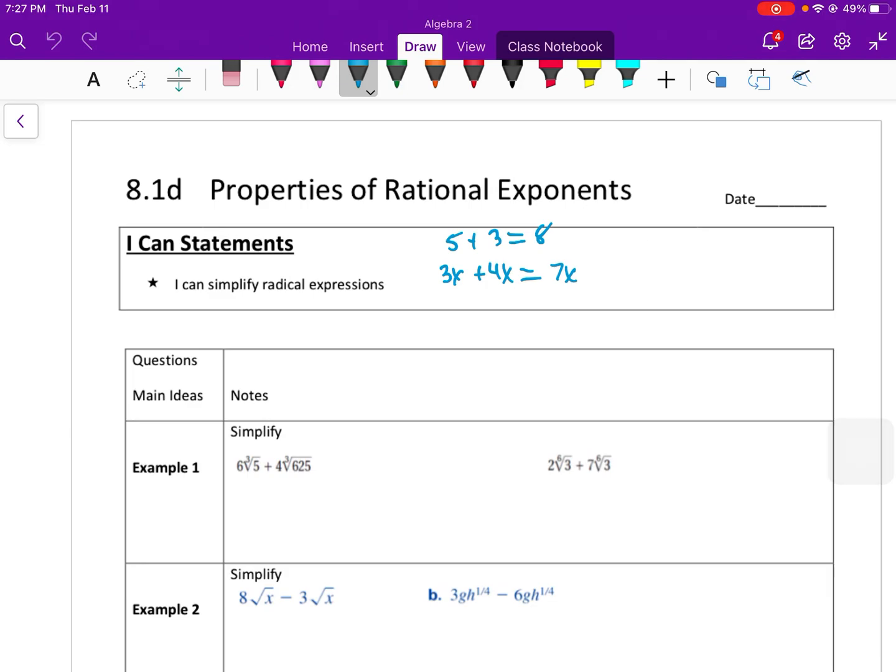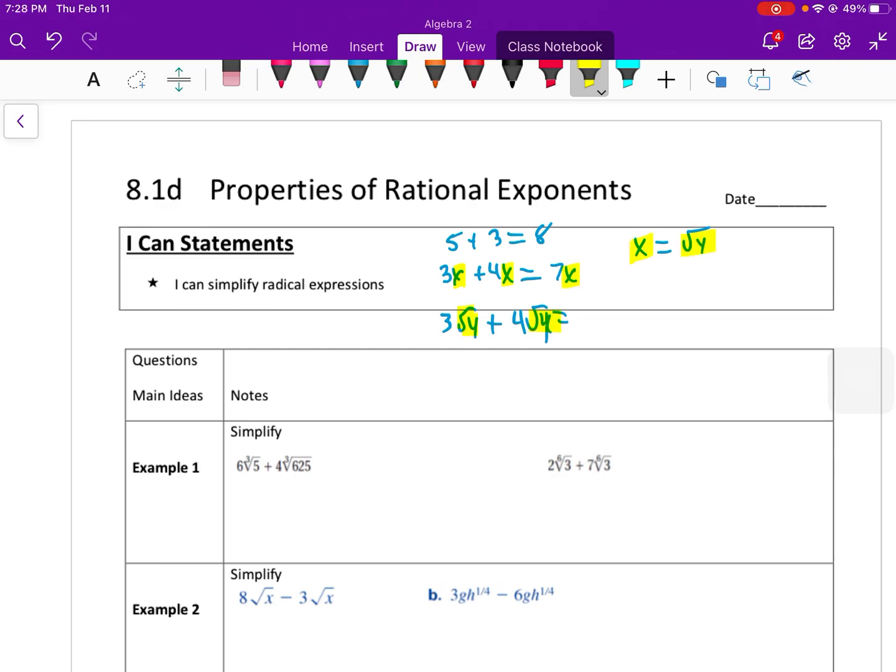7x. Okay, so now what if, in that case for x, we set x equal to the square root of y? Okay, so now we can plug in square root of y for x. So then we have 3 square roots of y plus 4 square roots of y. Now it looks different, but we set x equal to the square root of y. So now when we add, it's the same thing.